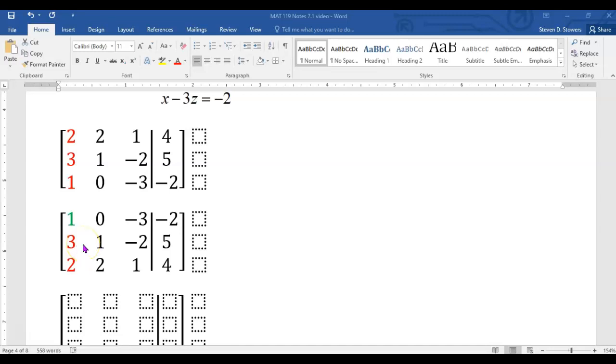Can you think of something that I could add to a 3 to turn it into a 0? What can you add to a 3 to end up with a 0? Answer, its natural enemy, the -3. So where am I going to get a -3 from? Well, see this 1? If I take -3 times this 1, that will give me a -3. So I'm going to be taking -3 times row 1 and adding it to row 2.